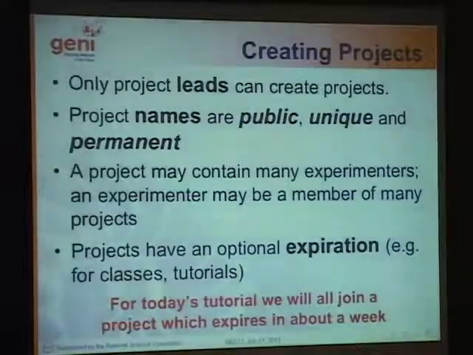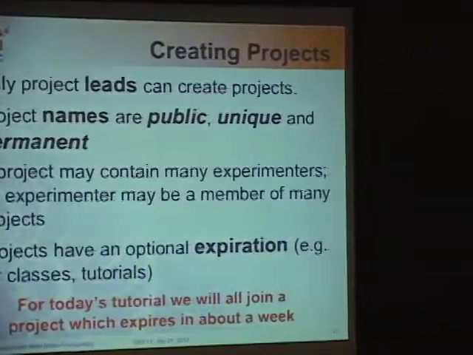A project can contain many experimenters, and an experimenter can be a member of many projects. Somebody who's a project lead might have one project for the research that he's doing and a different project for the students in an undergraduate class that he's teaching, and he can keep those pieces separate, but he'd still have responsibility for both. In addition, projects have an optional expiration, which is useful for classes and tutorials. For example, we're all going to be members of the GEC17 project, because we're at GEC17, and that project expires in a couple of weeks, because GEC17 is a limited thing. And so you would go and create your own project. All right, so that's what projects are.